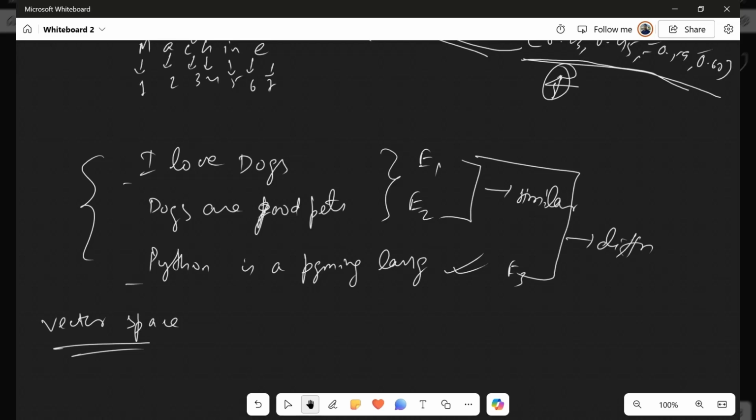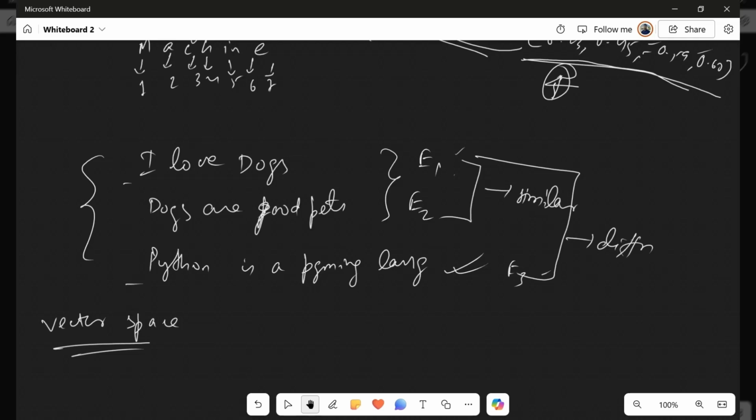Okay, so e1 and e3 will be at different sets of points, while e1 and e2 will be close to each other. Then how do we know that? I know as a human that e1 and e2 are the same. I know as a human that e1 and e3 are different. But how will a machine know? How will the computer understand that e1 and e2 are the same?